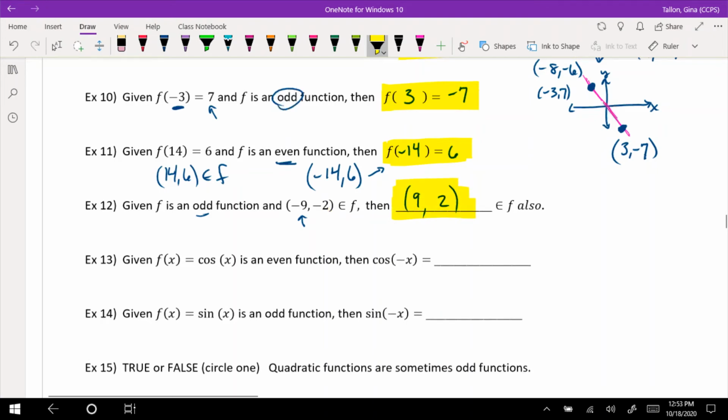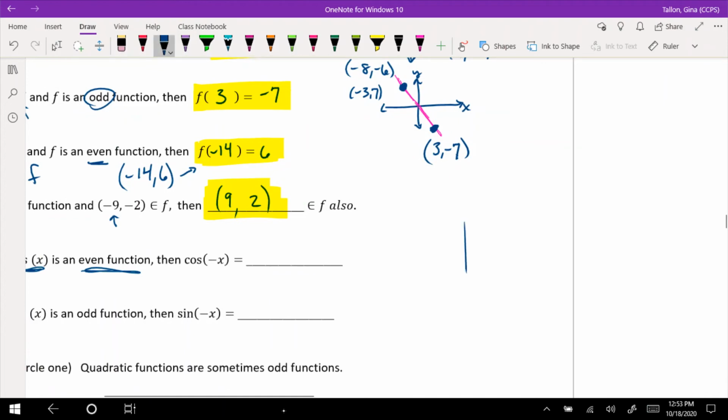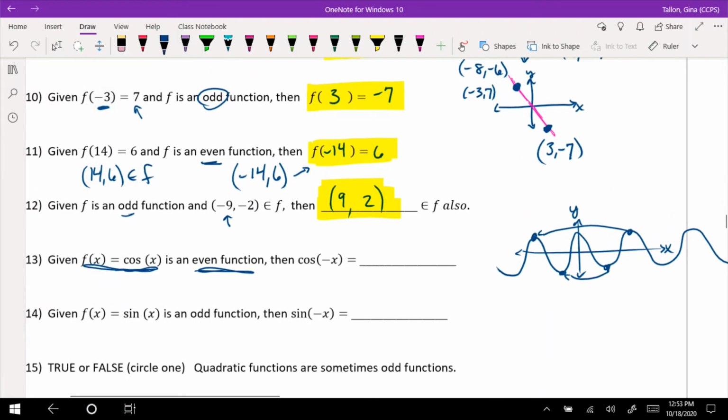Question 13. I'm looking at f of x equals cosine of x is an even function. We should know that already because you should have an idea what the cosine function looks like. Cosine function looks like this, and at 0, it just goes backwards. This is my y-axis, this is my x-axis. Whatever's here, bring it over here, it's automatically here. Whatever's here, bring it over here, is already here. So we definitely have line symmetry over the y-axis. The cosine function is even.